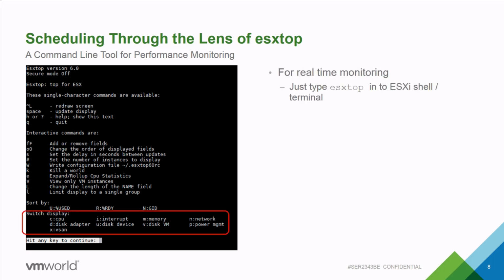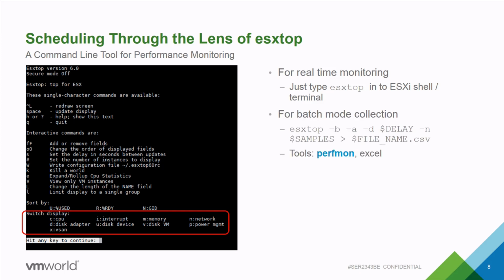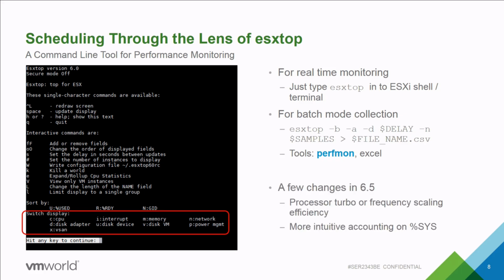It's basically a command line tool, and you can use it to monitor CPU, memory, networking, and disk performance, all these areas. It can also run in batch mode, and basically you can export it to a CSV file, and you can load it into your favorite performance monitoring tools to do further study. And in ESXi 6.5, we made a few changes, but more or less, it's a very stable tool. It has been there for a long time. We will talk more about the changes in the later part of this talk.